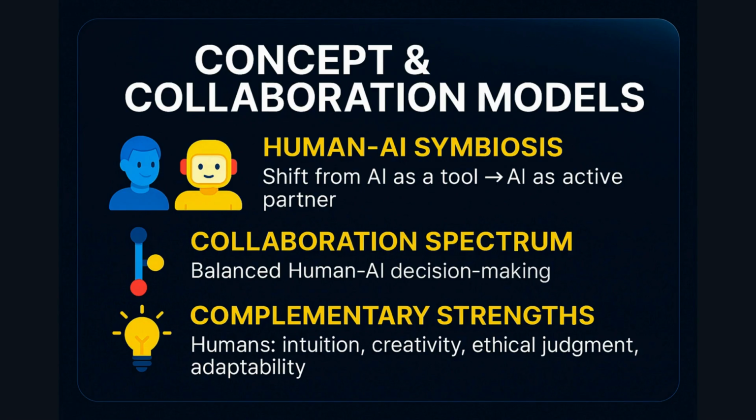Importantly, the slide emphasizes the complementary strengths of each. Humans bring intuition, creativity, ethical judgment, and adaptability, while AI contributes unmatched capabilities in data processing, consistency, and scale. This framework encourages organizations to design workflows that harness the best of both worlds, tailoring collaboration models to the context and complexity of the task. Ultimately, the slide sets the stage for a future where human insight and machine intelligence coalesce to drive innovation, efficiency, and responsible decision making across industries.